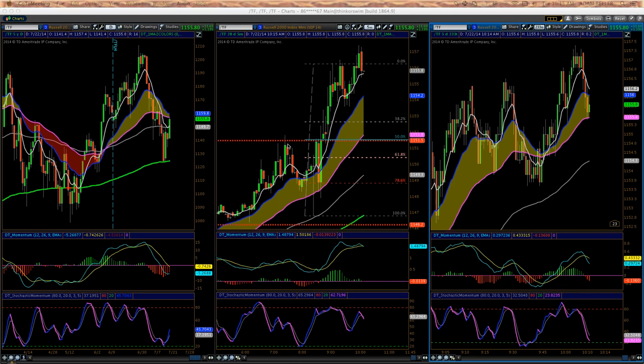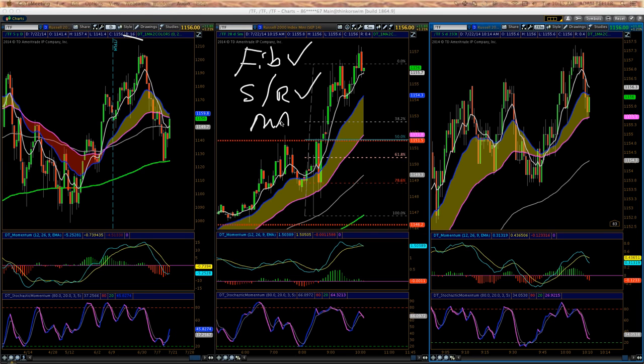Now, sometimes it's pretty easy to explain because I have a really precise idea of what I'm trying to do with my check marks. It may not sink in after one time hearing it, but after a couple of times, I think it really is a very self-explanatory set of rules. So fibs is always my number one check. Support and resistance is always my number 2 check. And moving averages is always my number 3 check. Now, if you can get all of them, great.